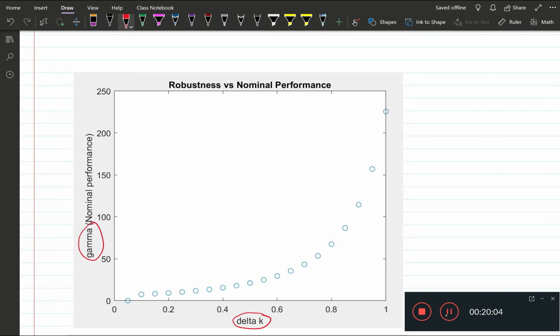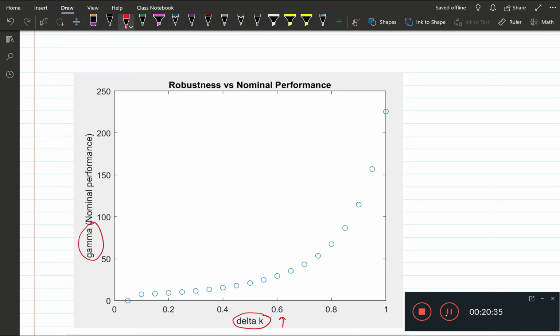You see that for small values of delta k, we have quite a low value of gamma, and as we increase this delta k, what we are asking the controller to do is to stabilize all possible systems. Remember that these are in fact infinitely many systems, where we have the value of the spring stiffness between 1.25 plus minus delta k.